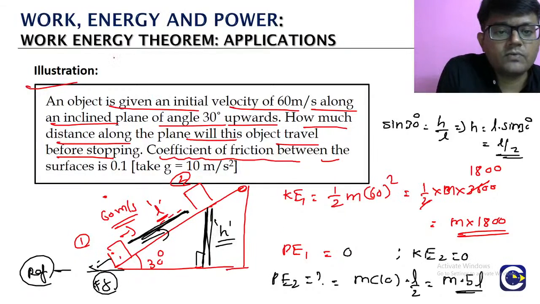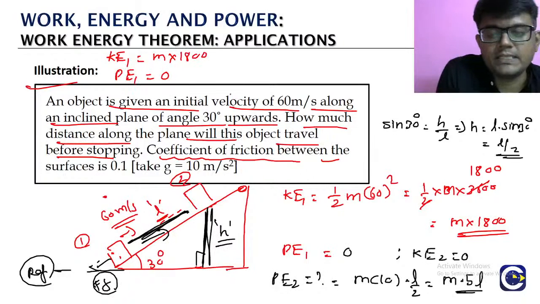Kinetic energy at point 1 is there. KE1, that is how much? M into 1800. We also have potential energy at point 1, that is 0. Then we have kinetic energy at point 2, that is 0. What about the potential energy at point 2? M into 5 into L.